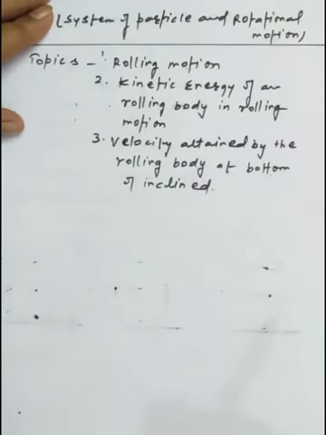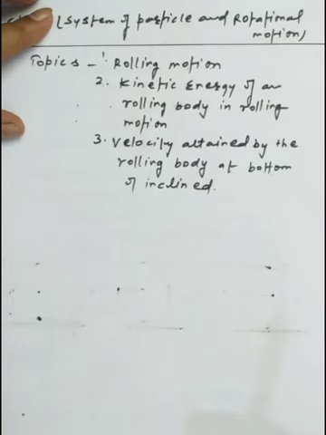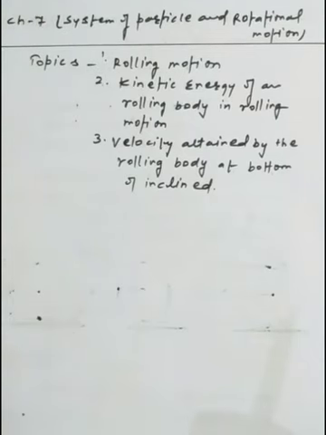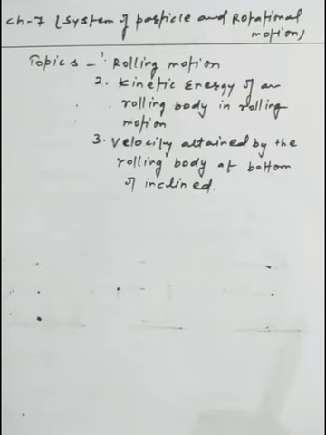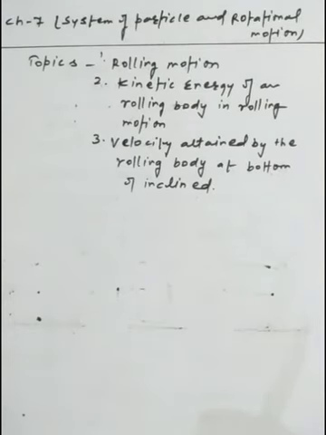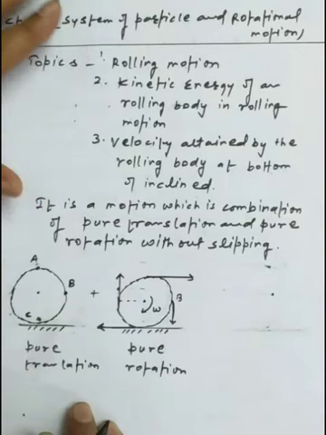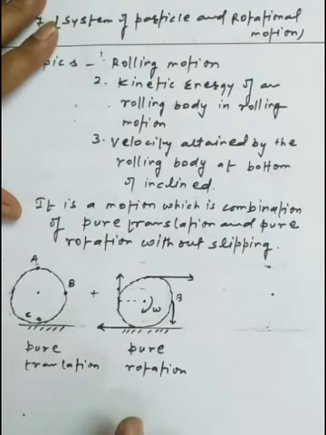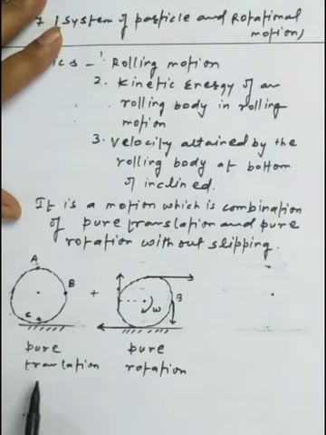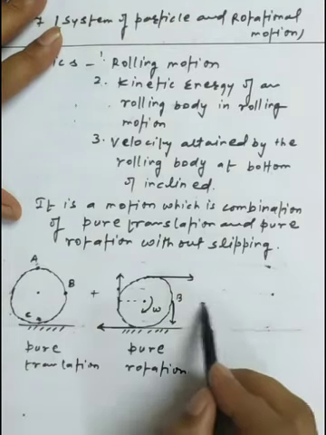So, generally, rolling motion is a motion in which the body is making pure translational motion as well as pure rotational motion, without slipping. So, this motion is called rolling motion. Now, to understand the statics of this rolling motion, we imagine the two types of motion individually, and then we will combine them.